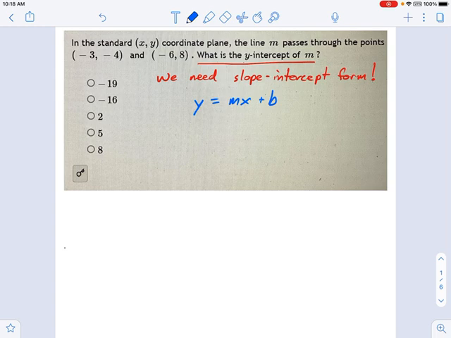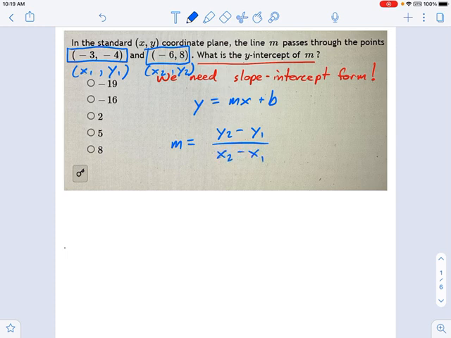Now, the way you figure that out is using these points. So I have here x1 and y1. And I have over here x2 and y2. We're going to use those 2 points to come up with the slope. Slope is something you can calculate given 2 points in a line. So the equation, which you may remember, is m equals y2 minus y1 divided by x2 minus x1.